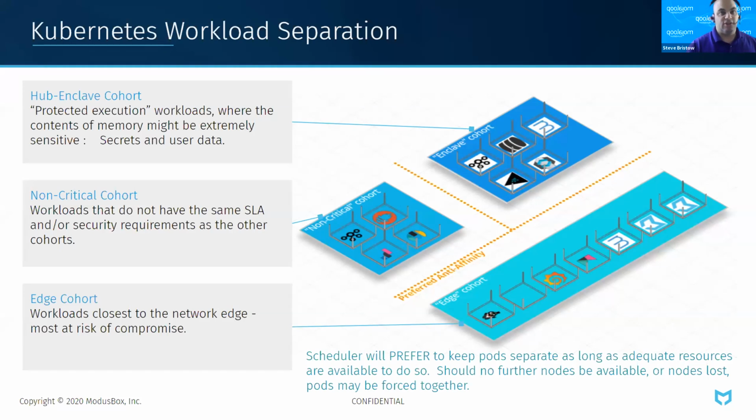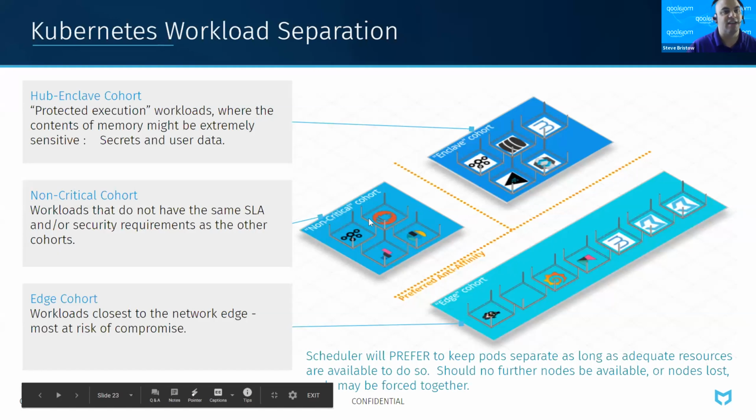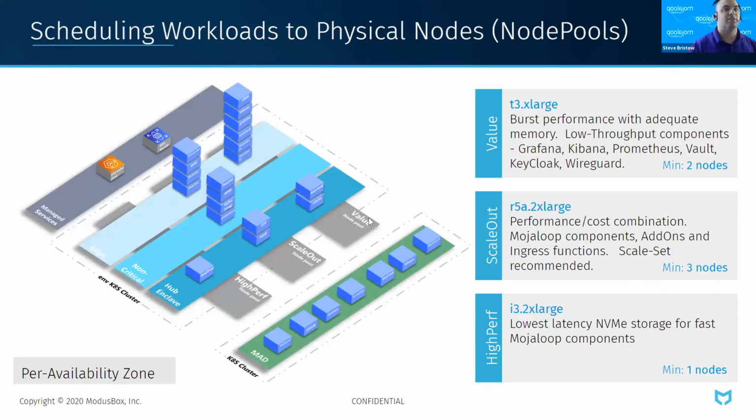It's got all the secrets and user data stored in it, and needs to be as far away from the edge cohort as possible, which is anything with an interface pointing outwards. As I say, preferences are key to these workloads being separate unless they don't have a choice.